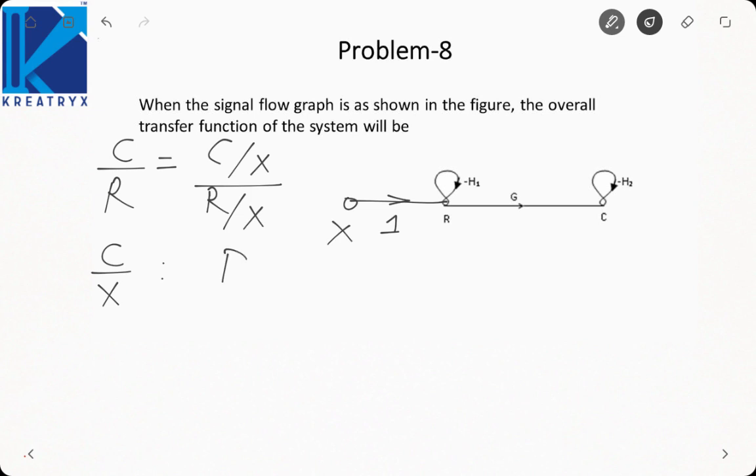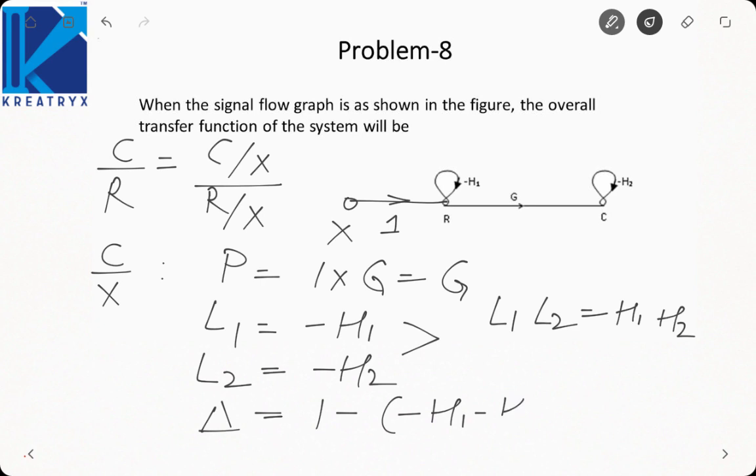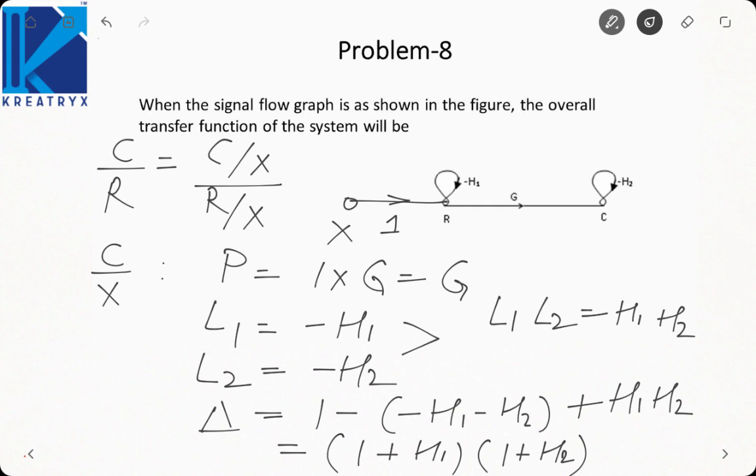So it has one forward path, P is equal to 1 into G, which is equal to G. It has two loops, one is equal to minus H1, other loop it is equal to minus H2. These two loops are non-touching, so L1 L2 is H1 H2. Okay, so if we find delta, 1 minus H1 minus H2 plus H1 H2, which is equal to 1 plus H1 into 1 plus H2.